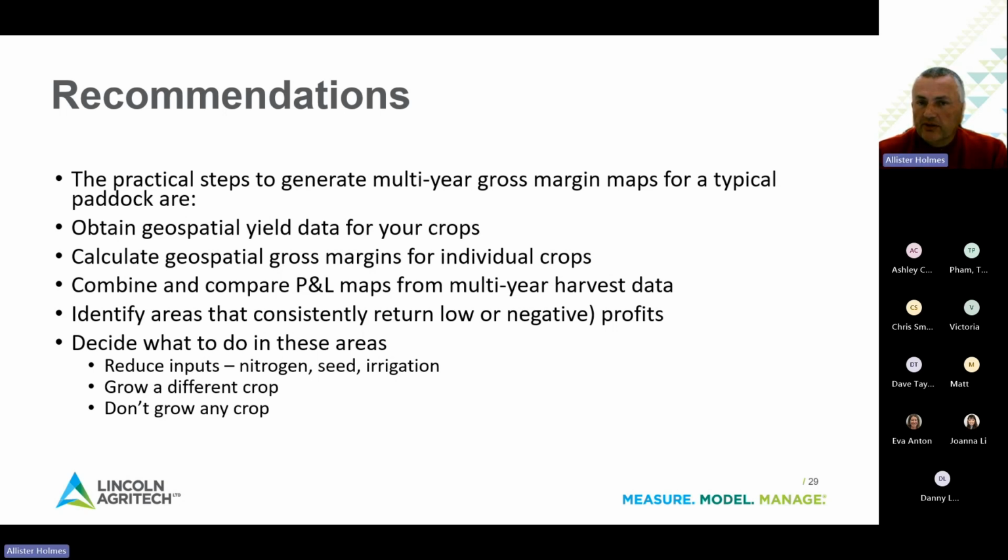Then once you've got that geospatial yield data, you can calculate the geospatial gross margins, and then you can combine and compare the profit and loss, the gross margin maps from multi-year crops, identify the areas that are consistently returning losses, and then decide what to do in these areas, whether you reduce inputs, whether you grow a different crop, or whether you don't grow any crop at all. And I think the data that you've got provides a very valuable starting point to having that conversation.